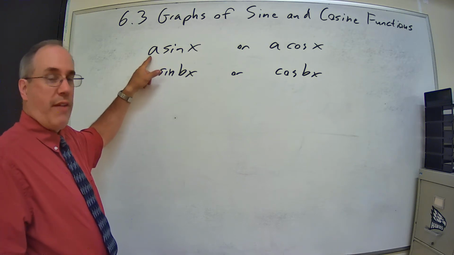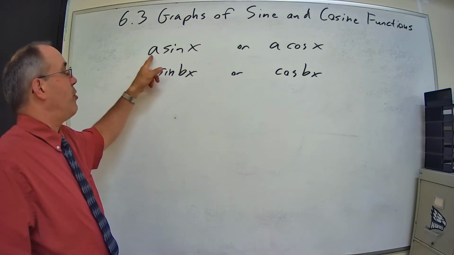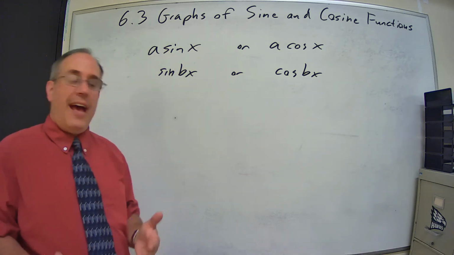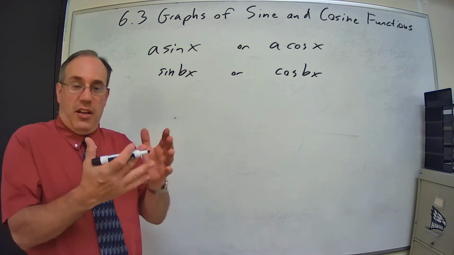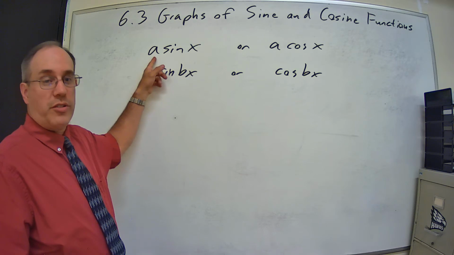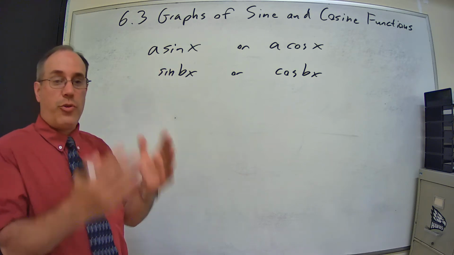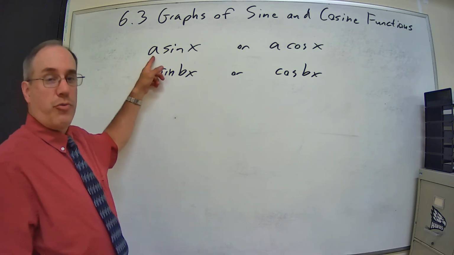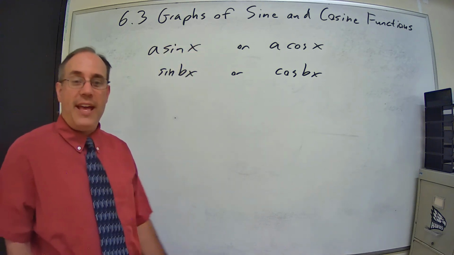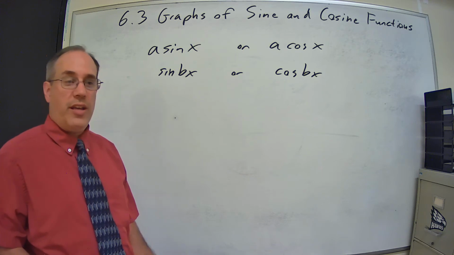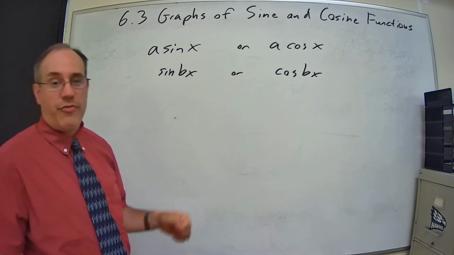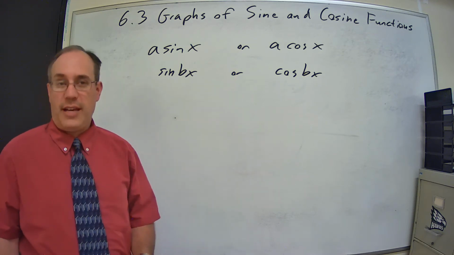Now, as we've dealt with in the past, if you take a function and then work on the output of that function, in this case with a, we're multiplying it by the output of sine x, then that must be dealing with the vertical. So we're multiplying, right? So that's a vertical stretch or shrink. If a is greater than 1, then it's a vertical stretch. If a is between 0 and 1, then it's going to be a vertical shrink. If you put a negative sign in front of it, it's going to flip it over the x-axis.